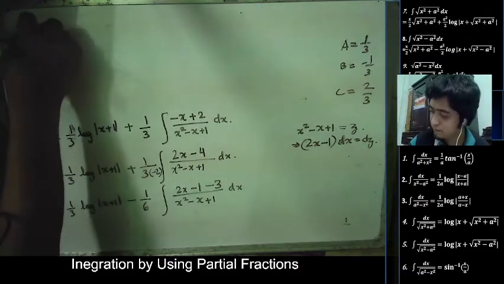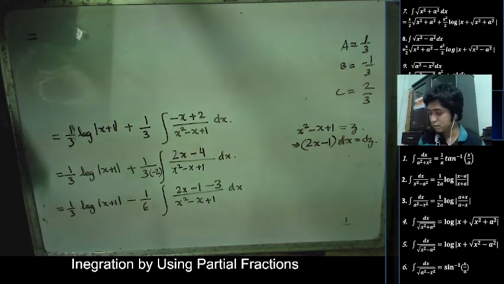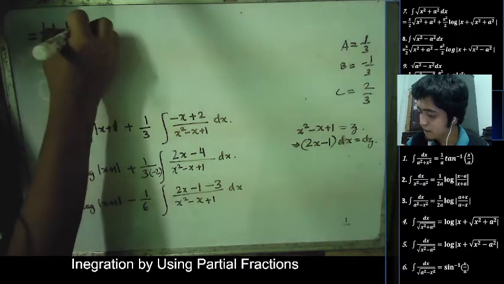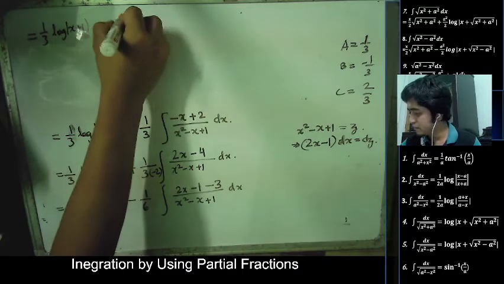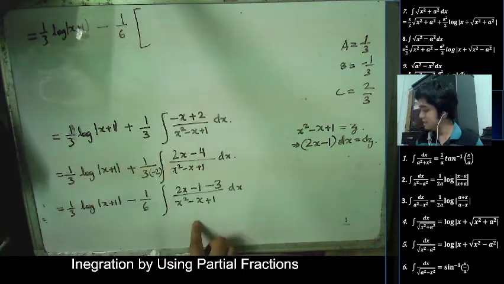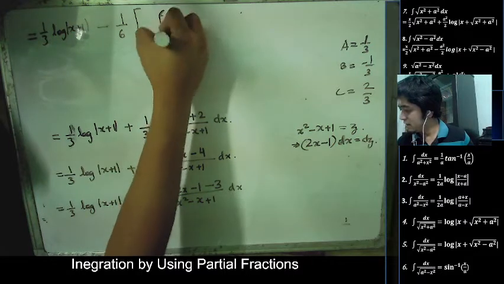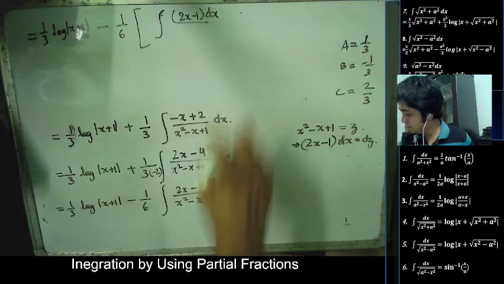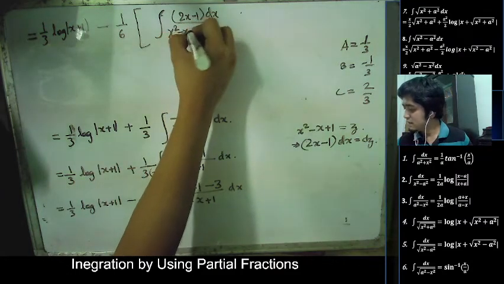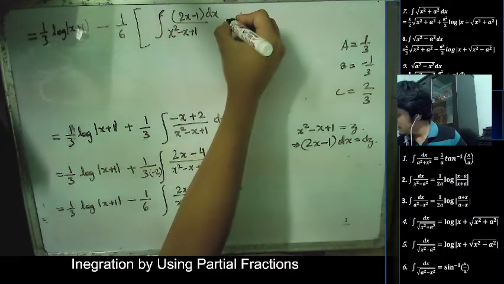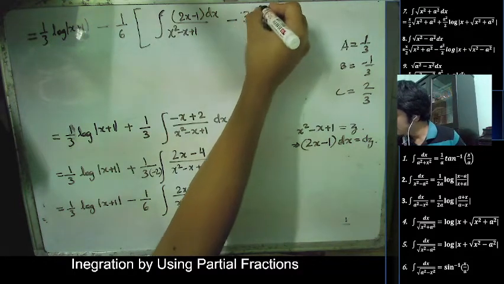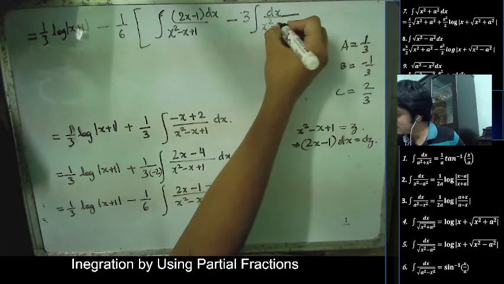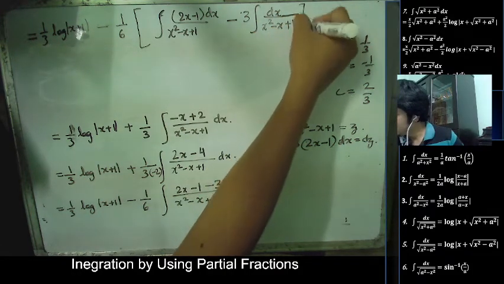Okay, so this one will be 1 by 3 log x plus 1. I will just have to keep on writing it. Minus 1 by 6. Now we can split the integral: integral 2x minus 1 dx upon x squared minus x plus 1, and I will be getting minus 3 integral dx upon x squared minus x plus 1. So this is what I will be having.